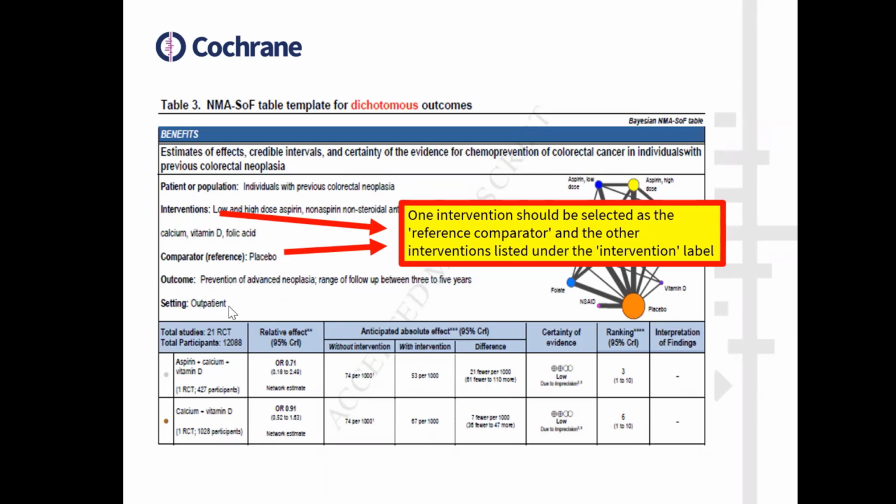and the setting outpatient. So you can see here as well, it's got the network diagram on, but unfortunately that's not possible to do in Cochrane at the moment. So you can't include the network diagram in the summary of findings table.